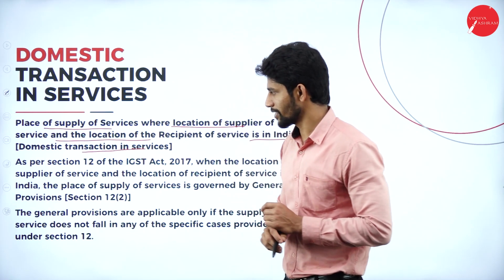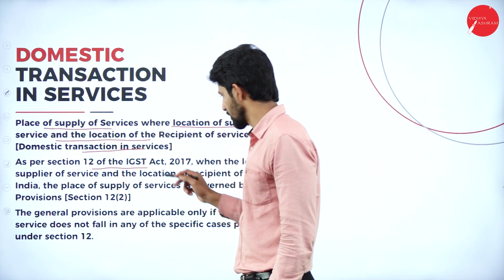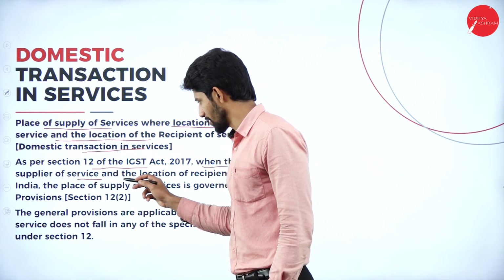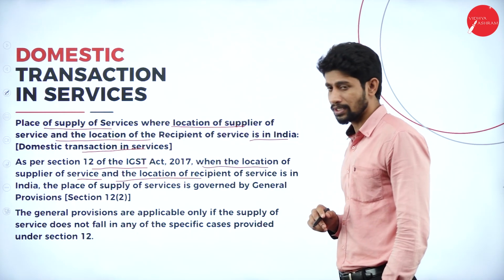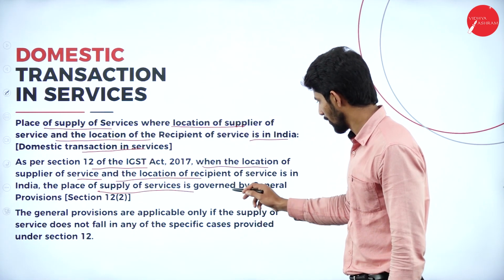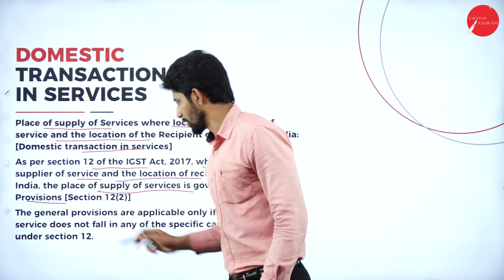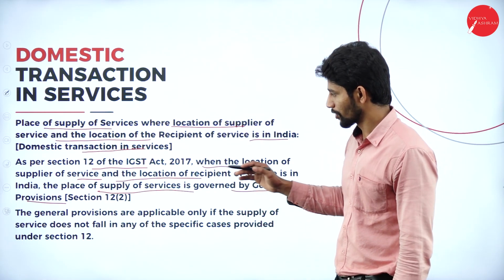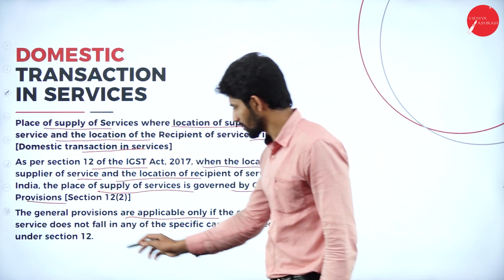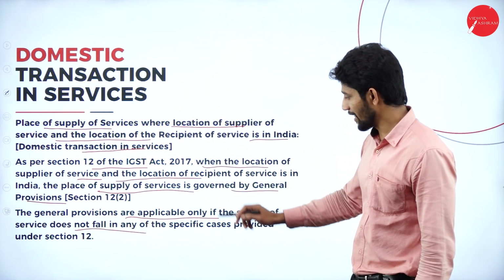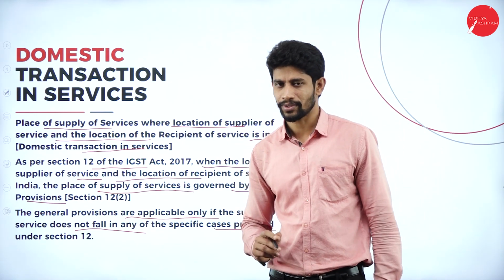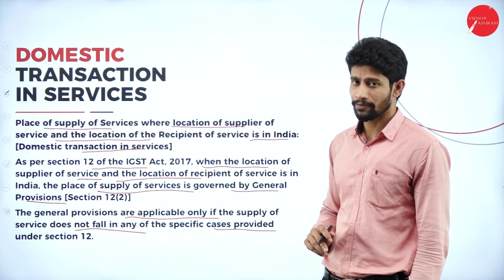As per section 12 of IGST Act 2017, when the location of the supplier of services and the location of the recipient of services is in India, the place of supply of services is governed by general provision, that is section 12 subsection 2. The general provisions are applicable only if the supply of services does not fall in any one of the specific cases provided under section 12. Okay, so what are those specific provisions given under section 12?